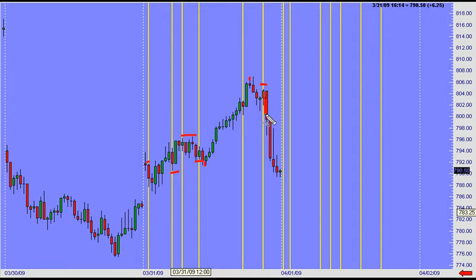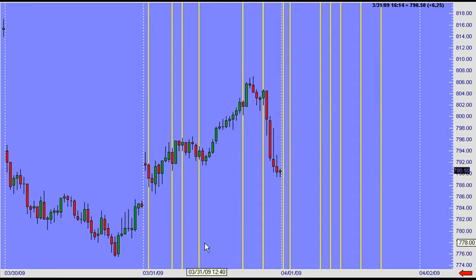This was a great short for the signals and a great profit opportunity, close to $700 on a single contract if you just stuck with it. So that wasn't bad at all.